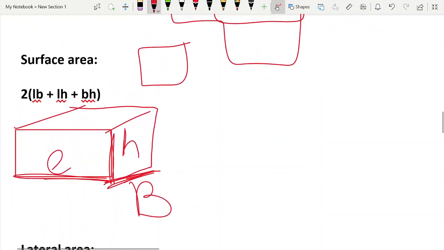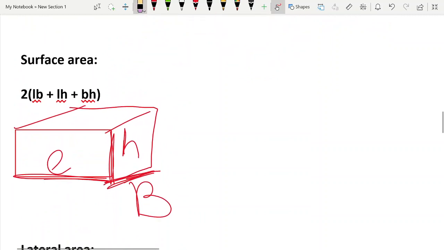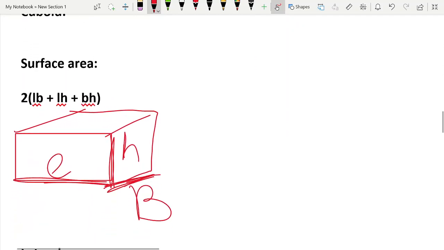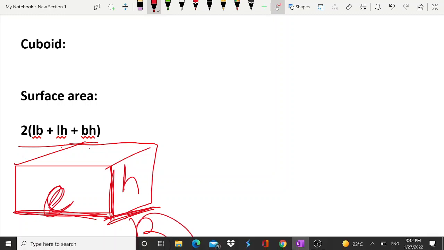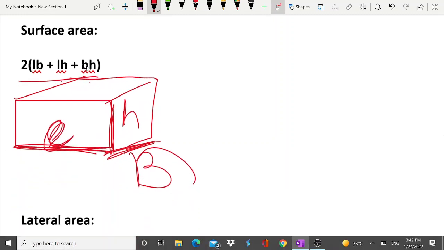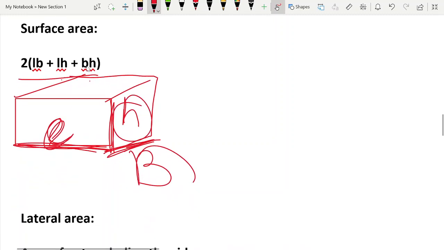First let's discuss the surface area of a cuboid. The surface area is 2(lb plus lh plus bh), where l means our length. Remember this: lb plus lh plus bh. b is our width, and h is obviously our height.